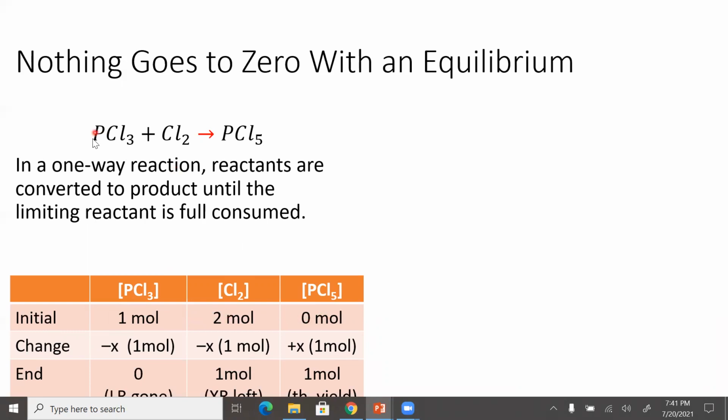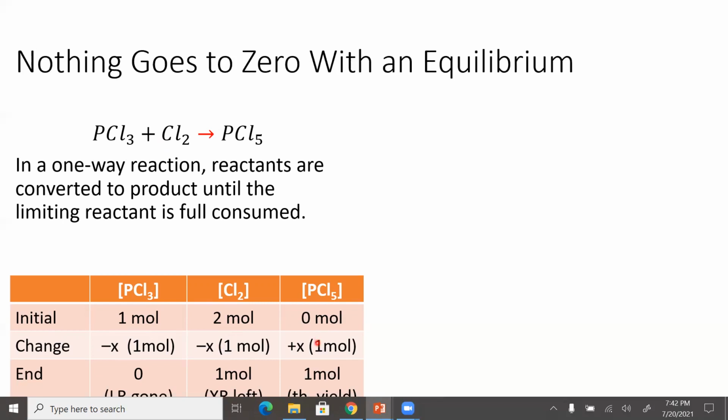Well, the stoichiometry tells us it's a 1 to 1 to 1 ratio. So X amount of PCl3 will react. X amount of Cl2 will react. It's a 1 to 1 ratio. And X amount of PCl5 will be produced.